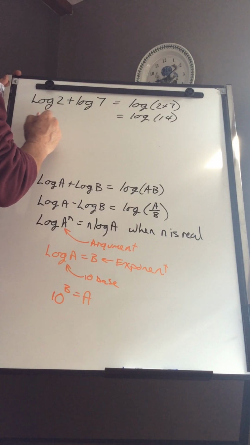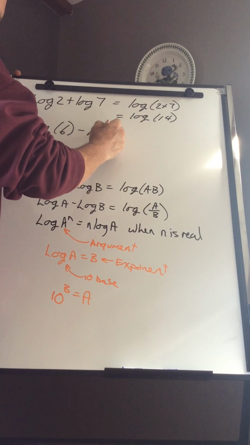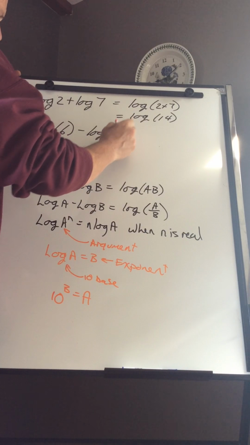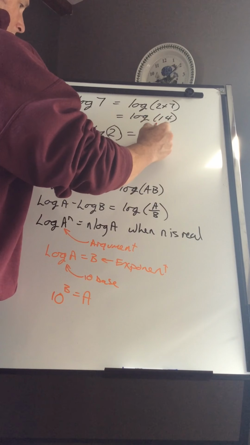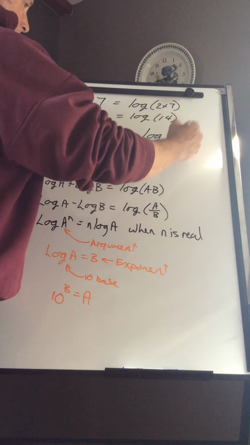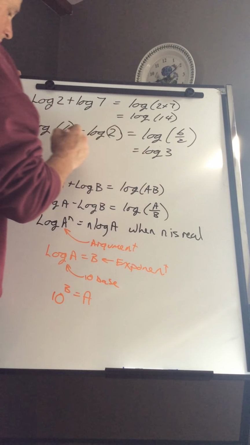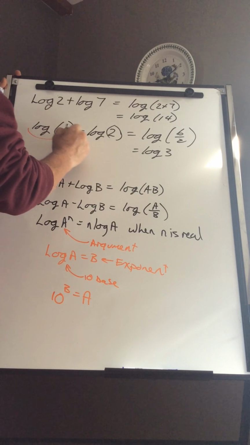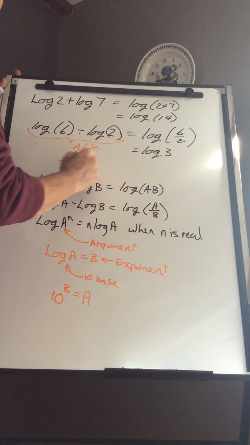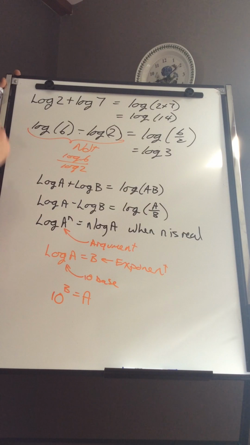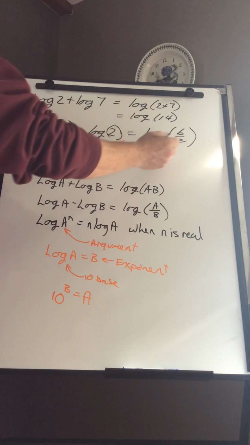The next one, I think it's log 6 minus log 2. If it isn't, it's something very similar. Because of the minus sign, change it to division. I get log 6 divided by 2, which is log 3. Notice, this is not log 6 divided by log 2. Okay, that's really important. Notice it's the numbers that are being divided, and I have one log.